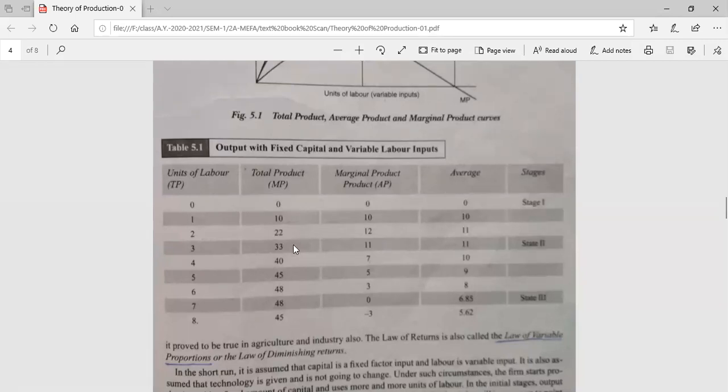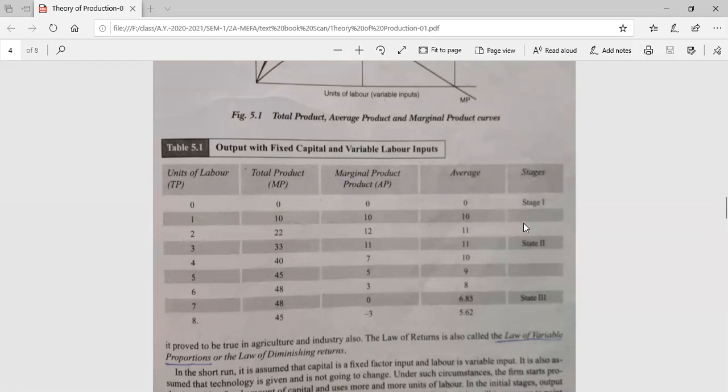Okay. It's not like that. You just write this 33 divided by 3, you get 11 here. You write 22 divided by 2, 11 here. 10 divided by 1, you can get the average value. So 40 divided by 4, you get the 10. 45 divided by 5, you get the 9. First you have to know how to get the marginal products. Then you can get the average value. Okay. So total products divided by the number of units gives the average products.